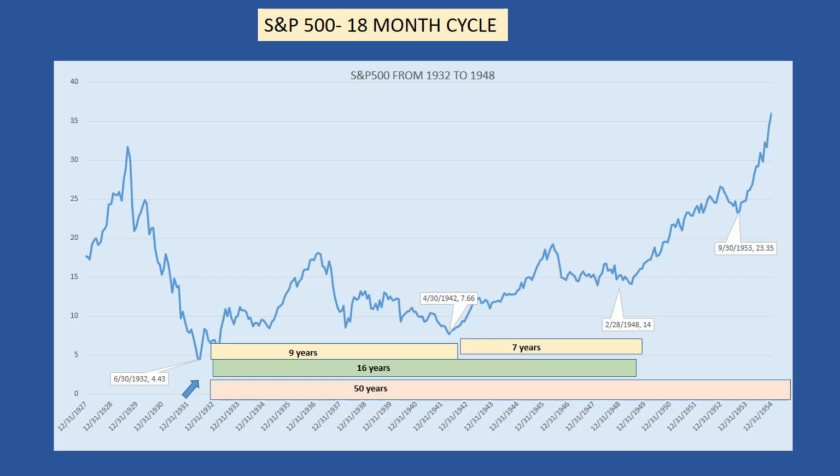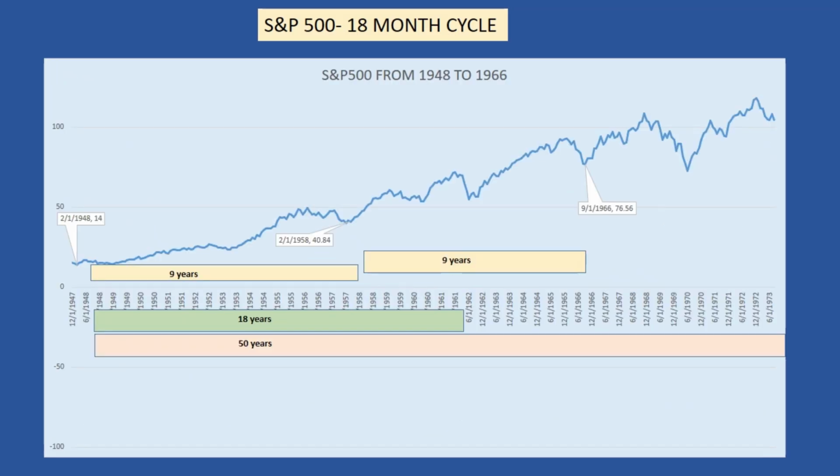During this first 18-year period, we had two 9-year cycles, the first forming a low in 1942 at 7.66, and the second in 1948 at 14. 1948 was the first 18-year cycle. The second 18-year cycle formed a low around 1966. The first 9-year cycle hit 40.84 in 1958, and the second reached 76.56 in 1966. This cycle was exactly 18 years long.